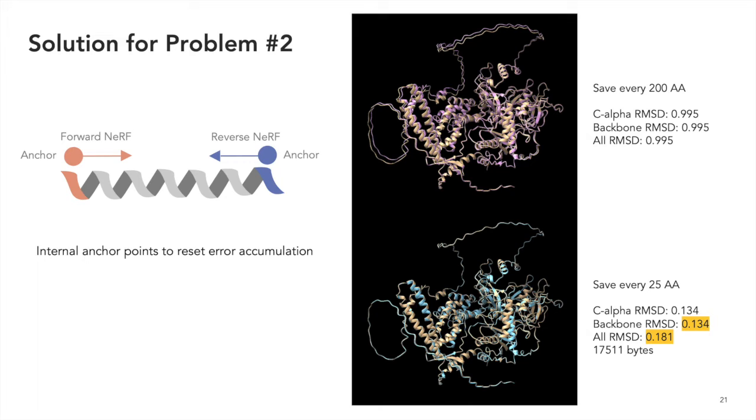Another solution for this loss accumulation problem was introducing internal anchor points to reset error accumulation. We saved the absolute 3D coordinates for every 25 amino acids, and it reduced the RMSD deviations quite a lot compared to structures without the internal anchor points, and we could reduce the RMSD into the 0.1 to 0.2 Angstrom range.